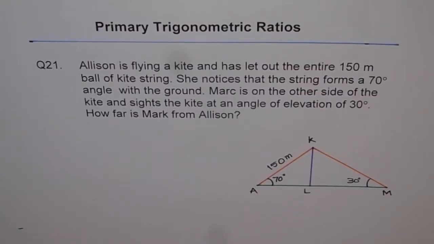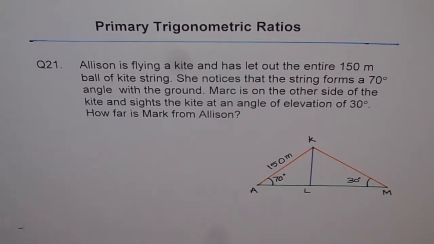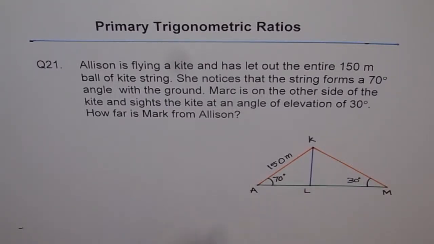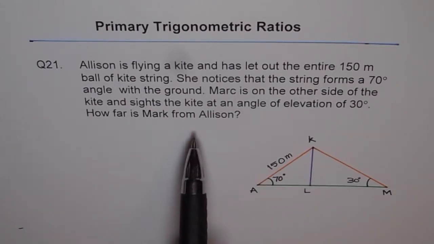Here is another question on application of primary trigonometric ratios. Question 21. Ellison is flying a kite and has let out the entire 150-meter ball of kite string. She notices that the string forms a 70 degrees angle with the ground. Mark is on the other side of the kite and sights the kite at an angle of elevation of 30 degrees. How far is Mark from Ellison?